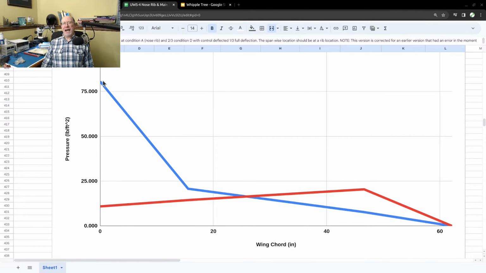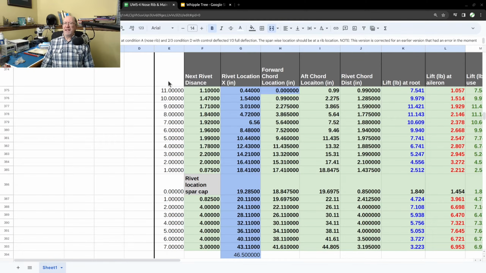So you can see at the high angle of attack, this blue one has more load up here on the nose rib. And by the way, this is the wing chord here on this x-axis. This is the pressure in pounds per square foot up here on the y-axis. Well, knowing that pressure calculation, knowing the distance between the ribs, in this case that's 14 inches, and knowing the rivet locations and distance between rivets, I can calculate the load on each of the rivets. And that's what I've done up here.